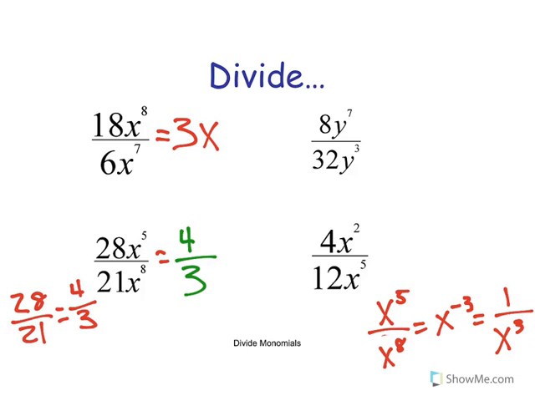Now another way of thinking about that is: where do I have more powers of x? Well, my numerator has 5 and my denominator has 8, so my denominator has more. And how many more do they have? 3, so that's going to be x to the third.